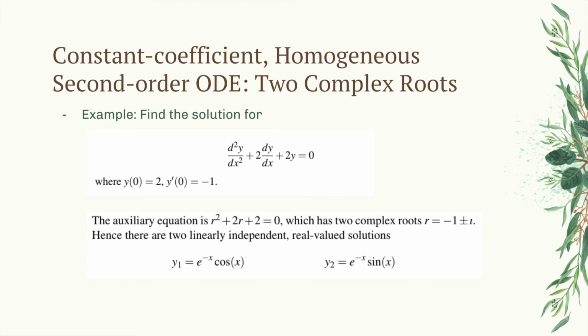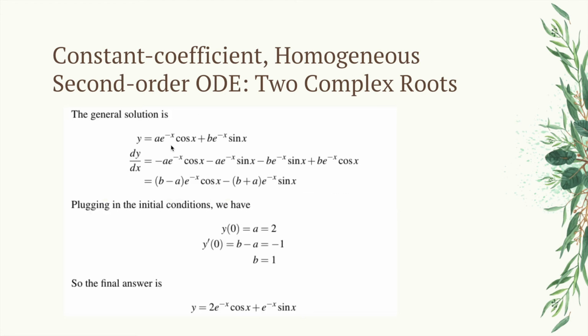We can then use the form of y to compute dy dx and plug in the initial conditions y(0) equal to 2 and y prime (0) equal to negative 1. We know that the value of a will be 2 and the value of b will be 1, and the final solution is 2 e to negative x cosine x plus e to negative x sine x.